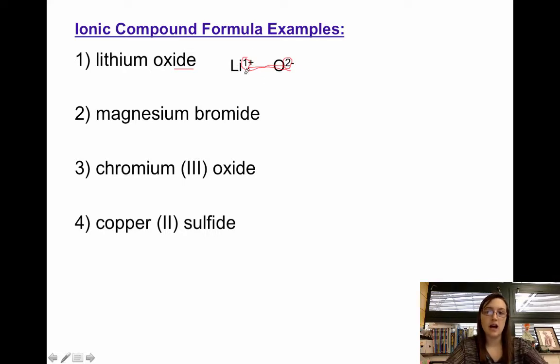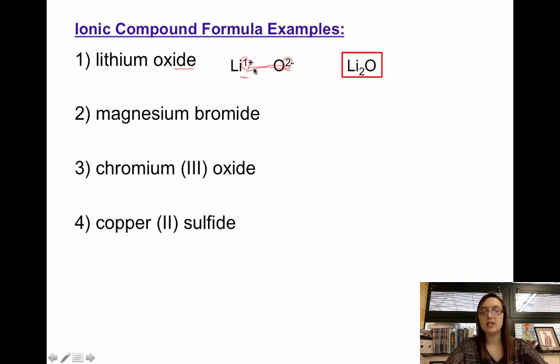So that means we have Li, and we're going to have some subscript down here. That's what we crisscrossed down. So we're actually going to have Li2O. What this means is I need 2 lithium atoms and 1 oxygen atom. So Li2O is lithium oxide.